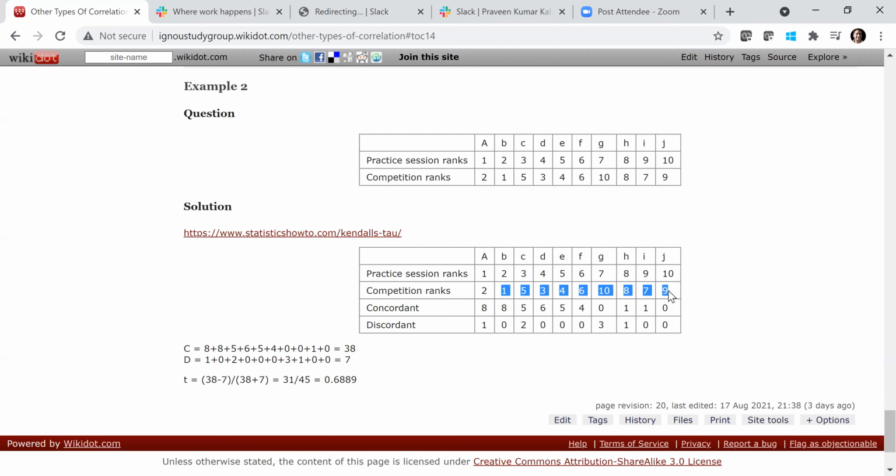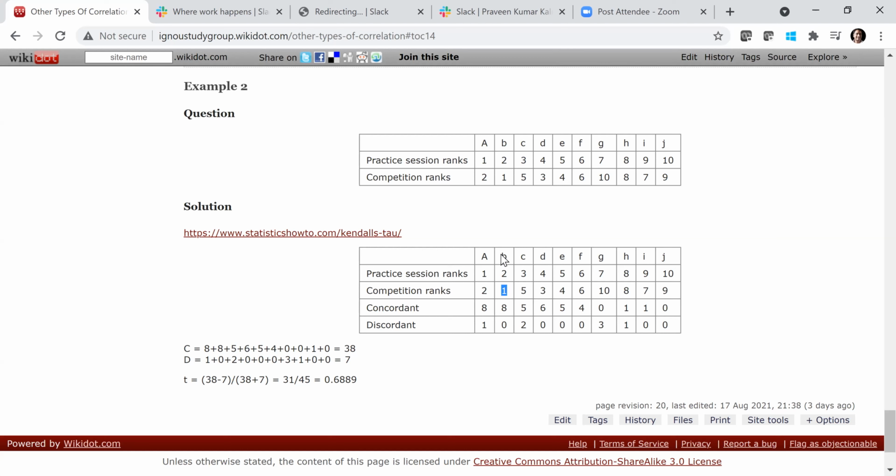Basically, if I see all greater ranks, that means greater than 2, here I can see that 8 students got a rank larger than A's rank. So the number of concordant pairs for A is 8. The number of discordant pairs for A is how many students got a lesser rank. It's only one student who got a lesser rank, that is first rank, right? So the discordant pair is 1.